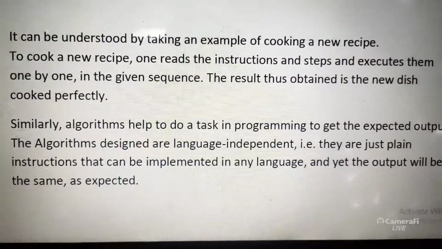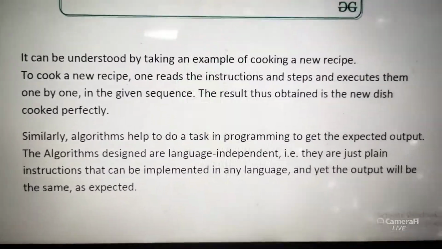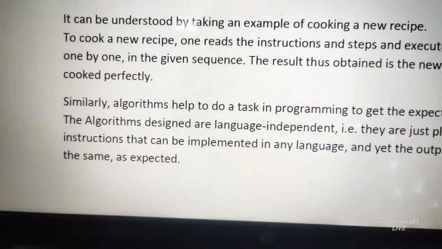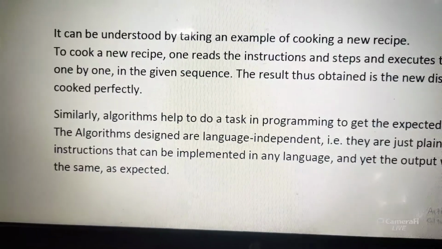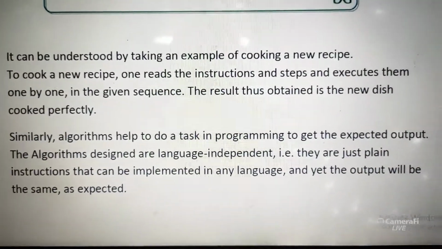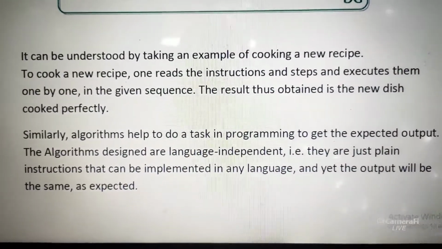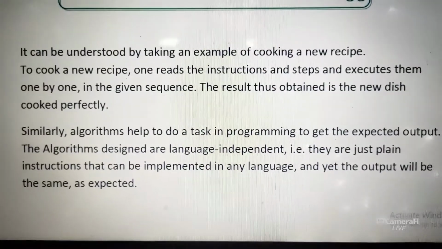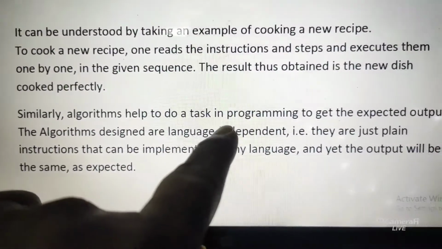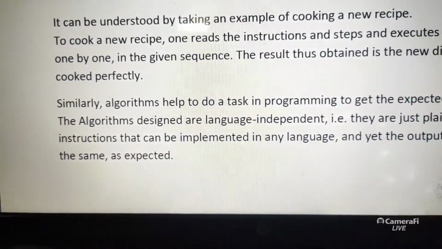A general example, a recipe chart. For example, you want to prepare a milkshake. Certain items are required: milk, custard powder, fruit items, dry fruits, any ingredients. Next the process, what to do, what next, and finally we'll have the milkshake. Similarly, algorithms help to do a task in programming to get the expected output.